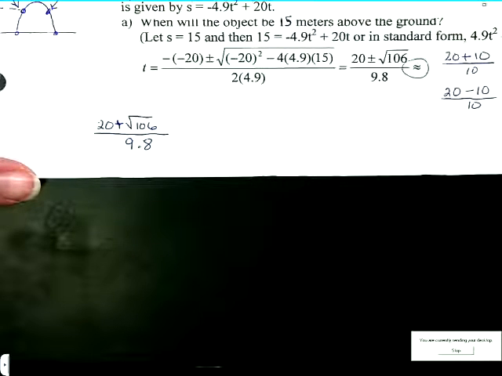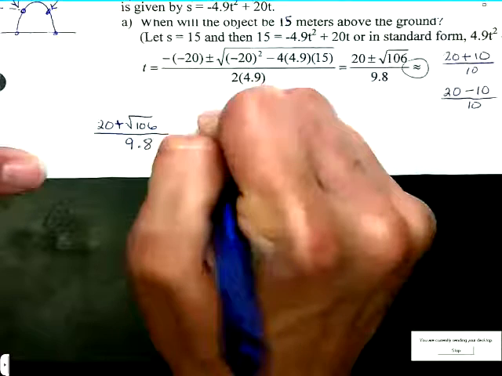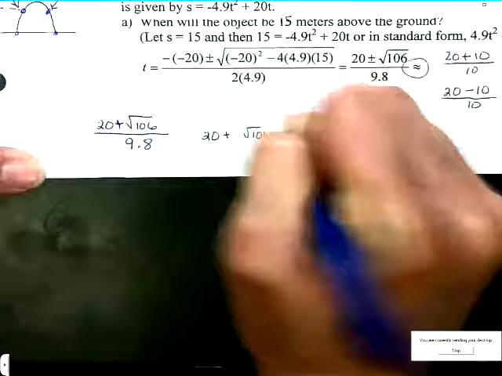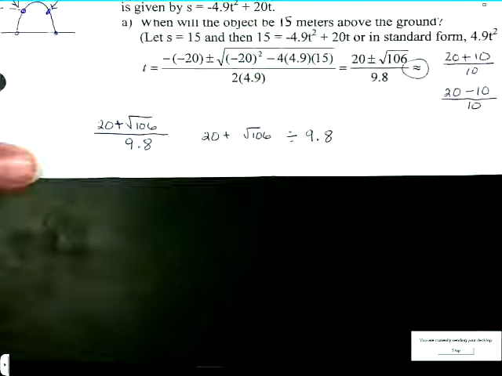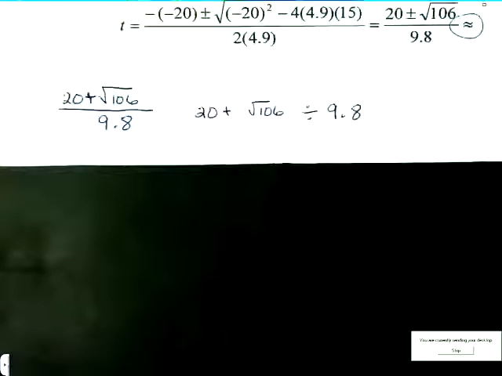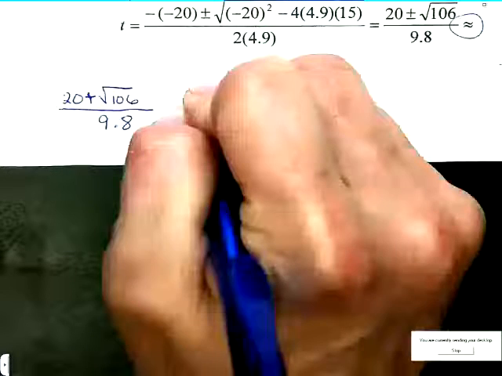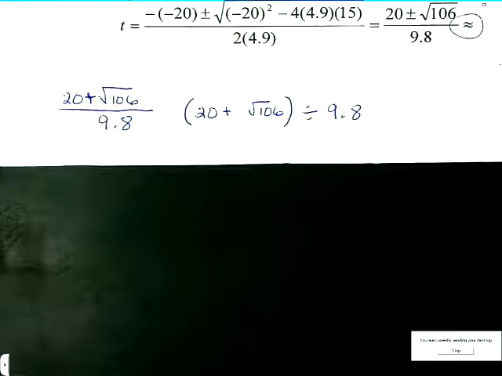Your calculator follows the order of operations. If you just say 20 plus square root of 106 divided by 9.8, what would the order of operations say that you should do first there? It'll do the square root and then divide. That's not what you want. What you want is your calculator to add and then divide.